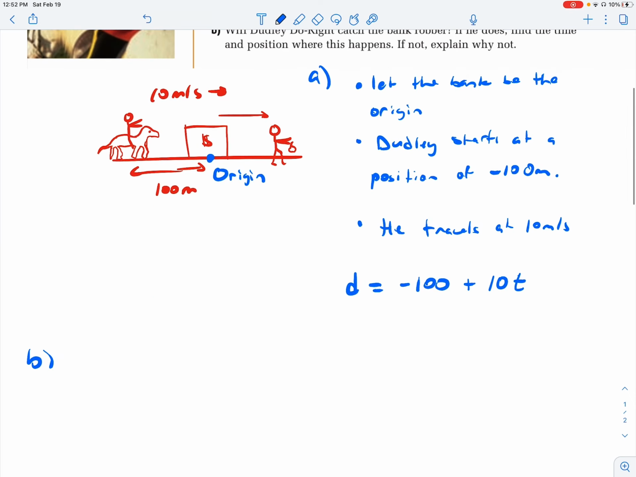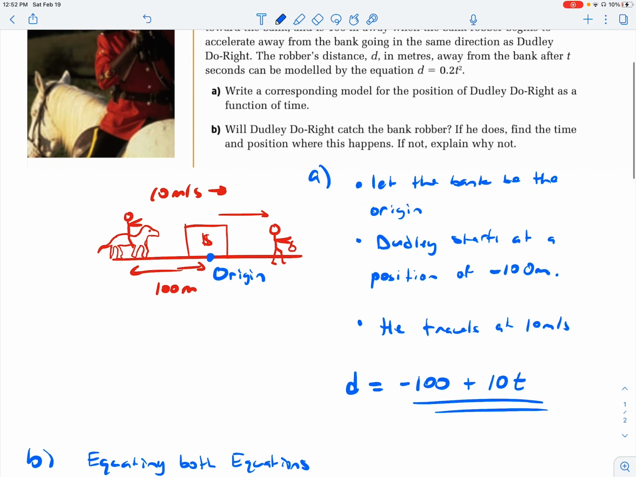So we should do this by first equating both equations. By both equations, I mean this one and this one. This is the robber's position, and this is Dudley Do-Right's position.